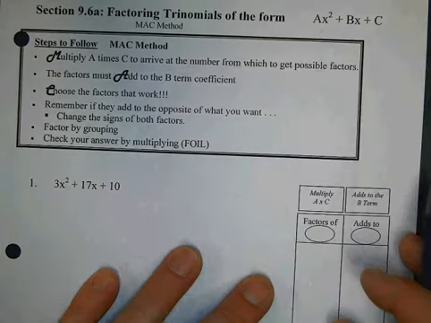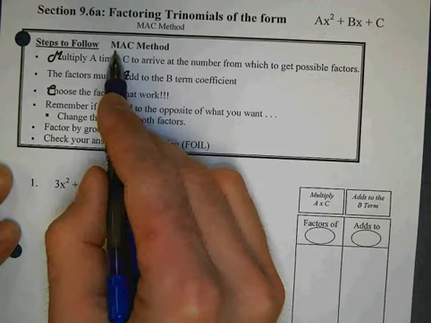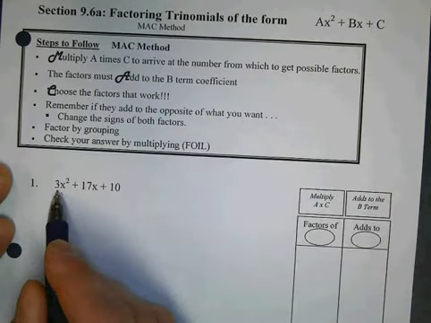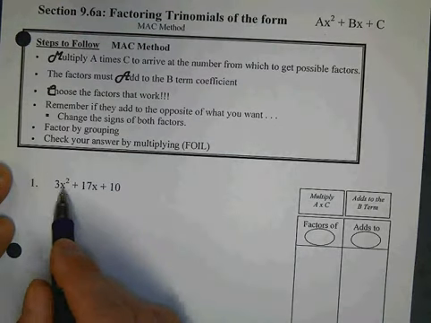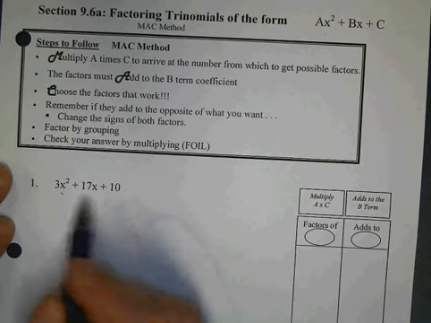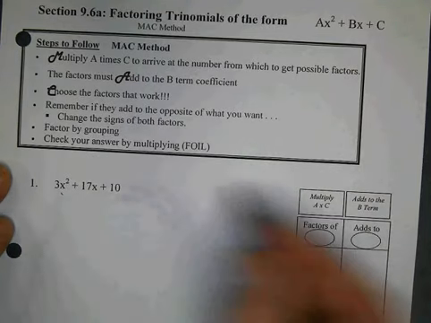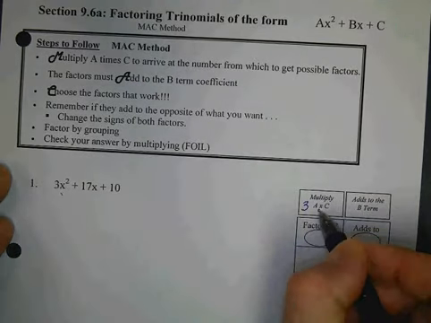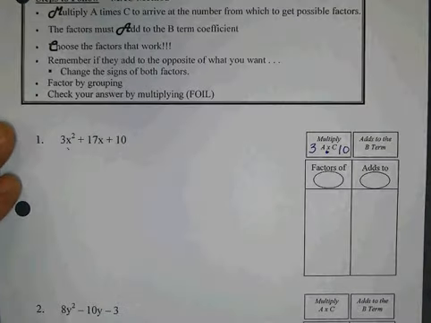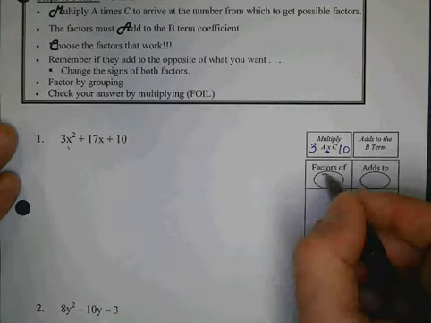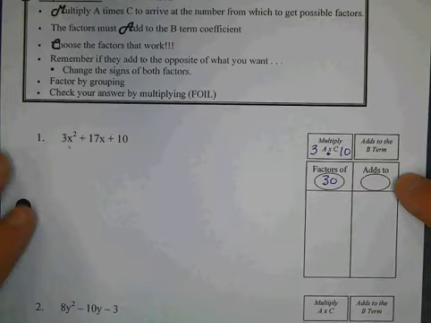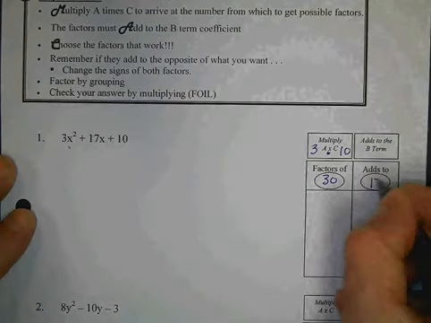Now, the method was called the Mac method. The M stood for what? Multiply. So we multiply the first number, this 3, times the back number, the negative 10. That is the key idea of the entire lesson today. So over here, let's put 3 times 10. Obviously, 3 times 10 is 30. Help me out. What goes in the second circle? What does it add to? 17. So put a 17 there.